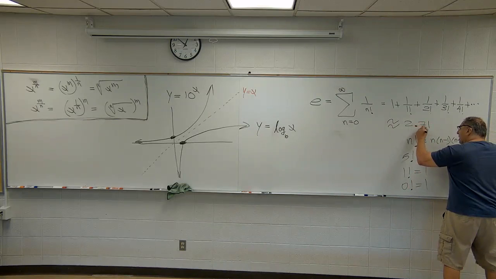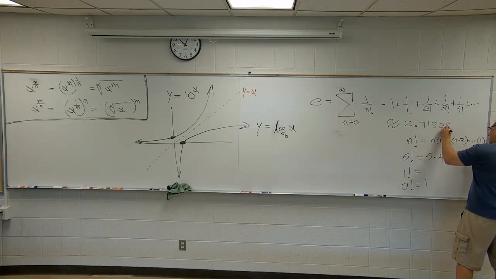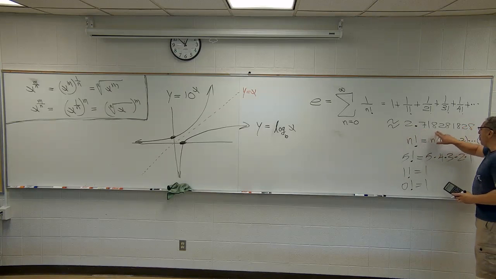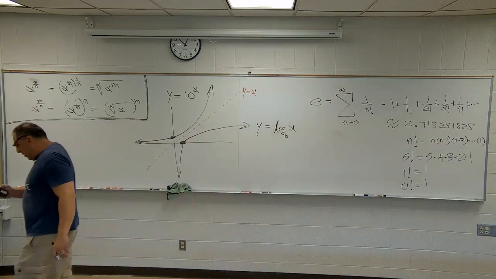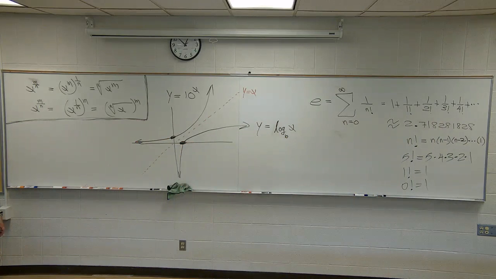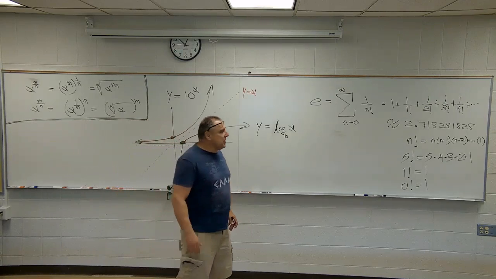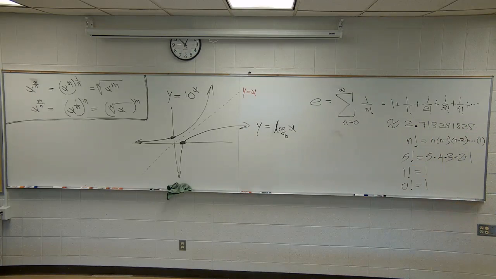So it goes 2.7, then it goes 1828, and a whole bunch of other stuff. It is not exact. This goes on forever. It does not repeat. It's an irrational number like pi is. I think it's called a transcendental number also, because it's not the solution of any polynomial. Its root is not found. You can't really say it's a solution of something either.